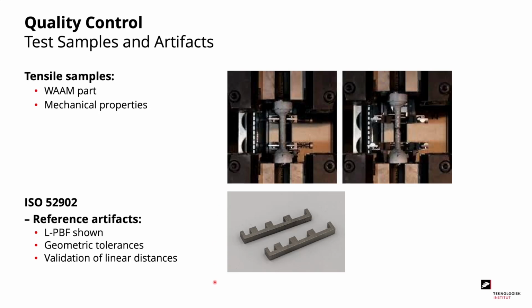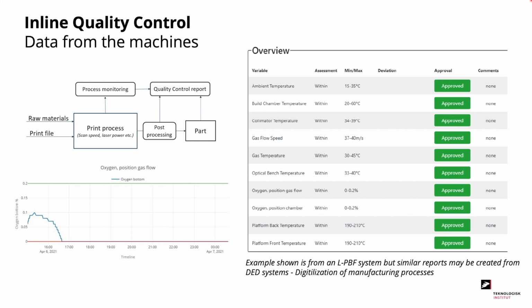We can also produce reference artifacts, where we here have shown some examples from laser powder bed fusion. These can be used to obtain the geometric tolerances as well as validating the linear distances. We can also perform inline quality control, where we can extract sensor data directly from the machines. This can be used to determine whether our sensor data is lying within the approved ranges of our system. For instance, we can see that the gas flow speed has been within the acceptable range of 37 to 40 meters per second, and it has been approved by the automatically generated quality report.